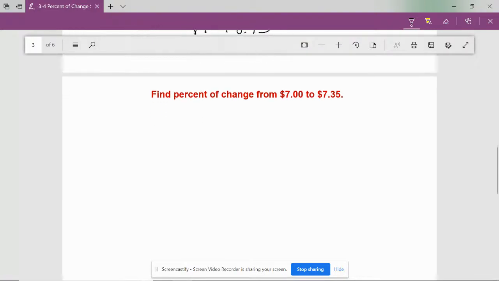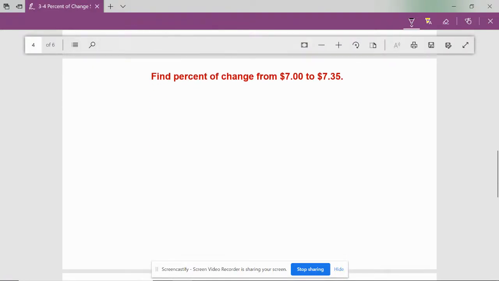We're going to find the percent of change from $7 to $7.35. The first thing we need to find out is our amount of change, from $7 to $7.35. So we take $7.35 and minus 7. That gives us 0.35. So that's our amount of change right there.